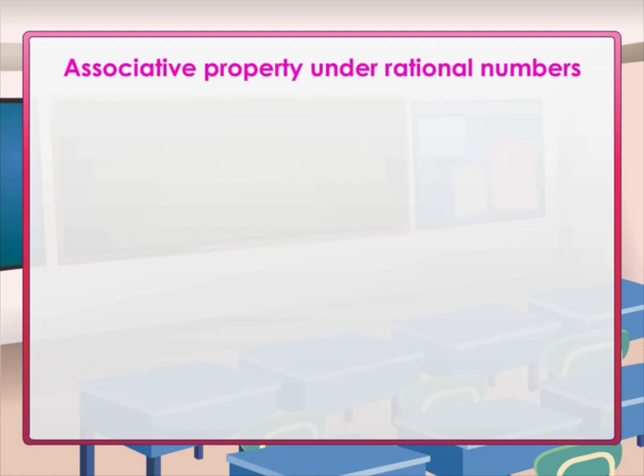Associative property under rational numbers. Let us take any three rational numbers. Let's call them a, b, and c. Add a plus b first, and the result of this will be added to the third rational number c. So let's start with that. The three numbers that we have taken: a is -2 by 3, b is 3 by 5, and c is -5 by 6.